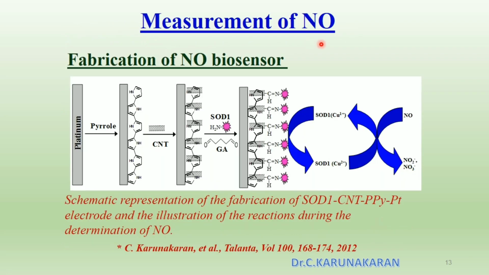Here we have developed a biosensor for nitric oxide for DRDO. In this we have used the same SOD1 modified electrode as the superoxide radical biosensor. Here NO is oxidized to NO2 minus and NO3 minus. Due to the redox reaction, there will be a flow of electrons. These electrons are converted into an electrical signal, and the concentration of nitric oxide is thus measured.